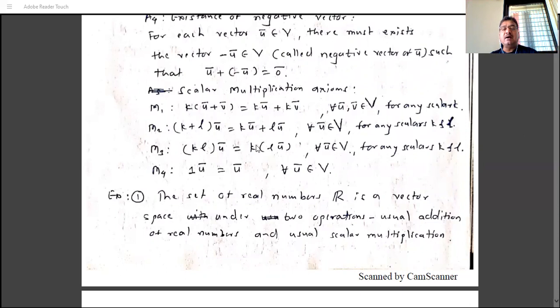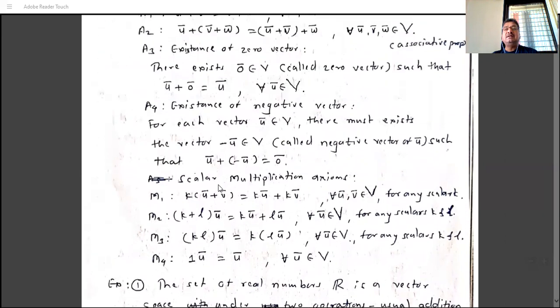In some examples these properties may fail. In this last property we observe 1 into u bar is u bar, but what is the 1 into u bar? This is not your usual multiplication. Usually we know that if we multiply an element by 1 we get the same answer, but in this 1 into u bar, the multiplication is not our usual multiplication. That's why in some examples 1 into u bar is not equal to u bar. We have this in some examples, so this property may fail in some examples.